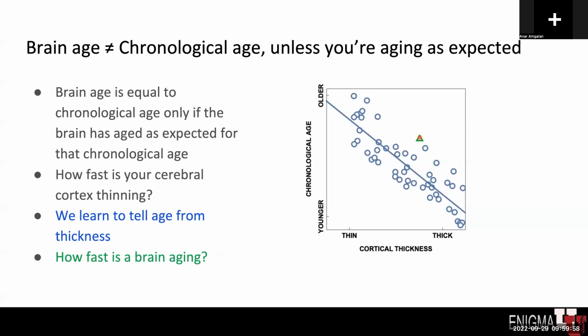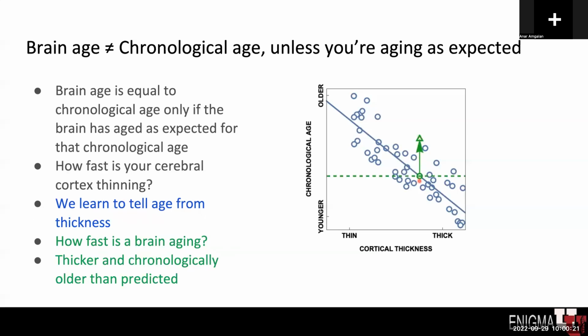So that means they're chronologically very old, or older than expected, but their brain, based on cortical thickness, is younger. So it looks like they're aging well, in the sense that their brain is actually not losing its thickness as fast as it could have. So that's a good thing.